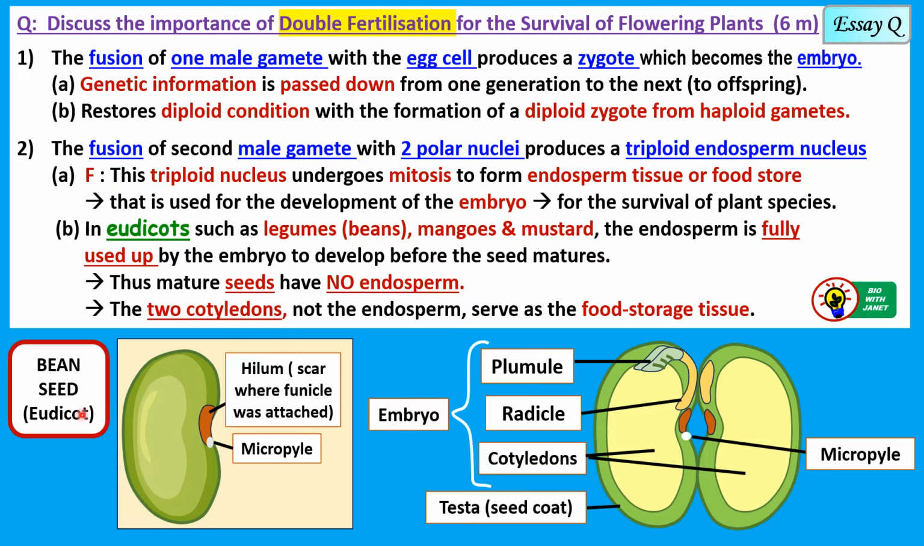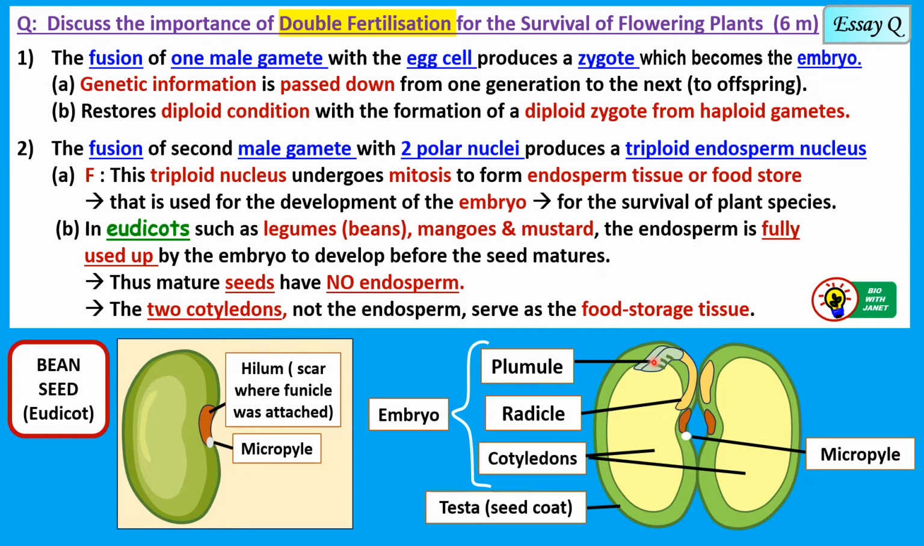So here we see a bean plant, which is a eudicot. And here you see the scar, called the hilum, where the funicle or the stalk was attached to the ovule previously. This is the micropyle below here that allows air or oxygen and also water to enter the seed so that the embryo can germinate. And next, here we see the longitudinal section of this bean plant. You can see two big cotyledons here.